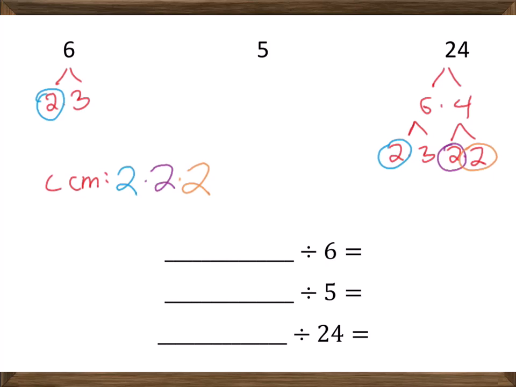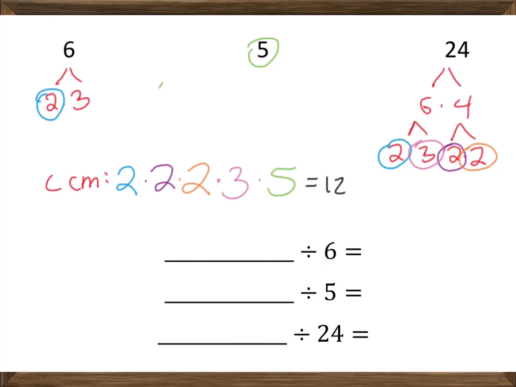Then I have another 2. I'm running out of colors here. Oh, I don't have another 2. I'm sorry, I have a 3. So we'll put a 3 right there. And then last but not least, I have the 5. So this is going to be my LCM. It's 2 times 2 times 2 times 3 times 5.